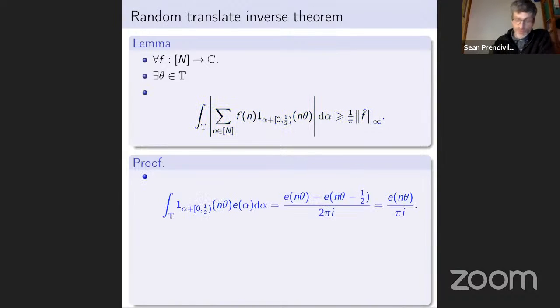So how does the proof go? It's just calculus, so there's nothing much going on. You can write a phase, e_n of theta, in terms of an integral. So the phase e_n of theta is equal to the integral of this Bohr translate as alpha ranges over the circle, twisted by some phase, e of alpha. That's just calculus.